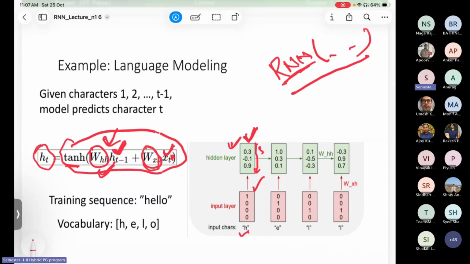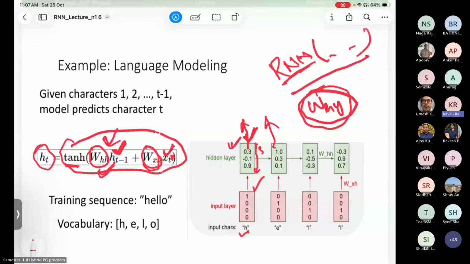So we have W_hy, right? Is this the same for all the layers, or only for the output layer, the final output layer, sir? Wherever you are predicting the output, you'll be using the same W_hy. So if you are predicting only at the end, then you will be using only one W_hy. But suppose you are predicting at every state, then you'll be using the same W_hy at every time step.